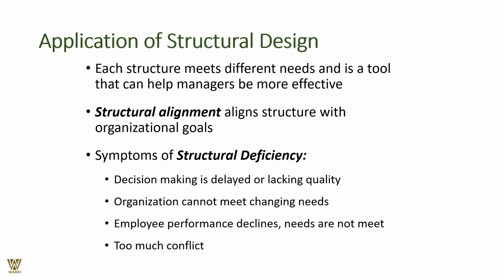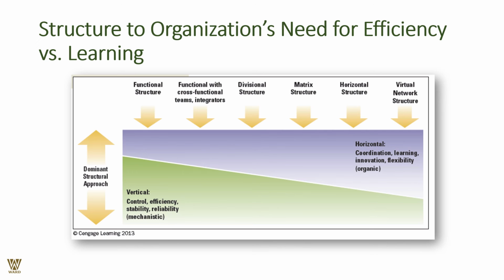Applications of the structural design: each structure meets different needs and is a tool that can help managers to be more effective. Structural alignment aligns structures with organization goals. Symptoms of structural deficiency: decision making is delayed or lacking quality, the organization cannot meet changing needs, employee performance declines, needs are not met, and there is too much conflict, if I may say so.